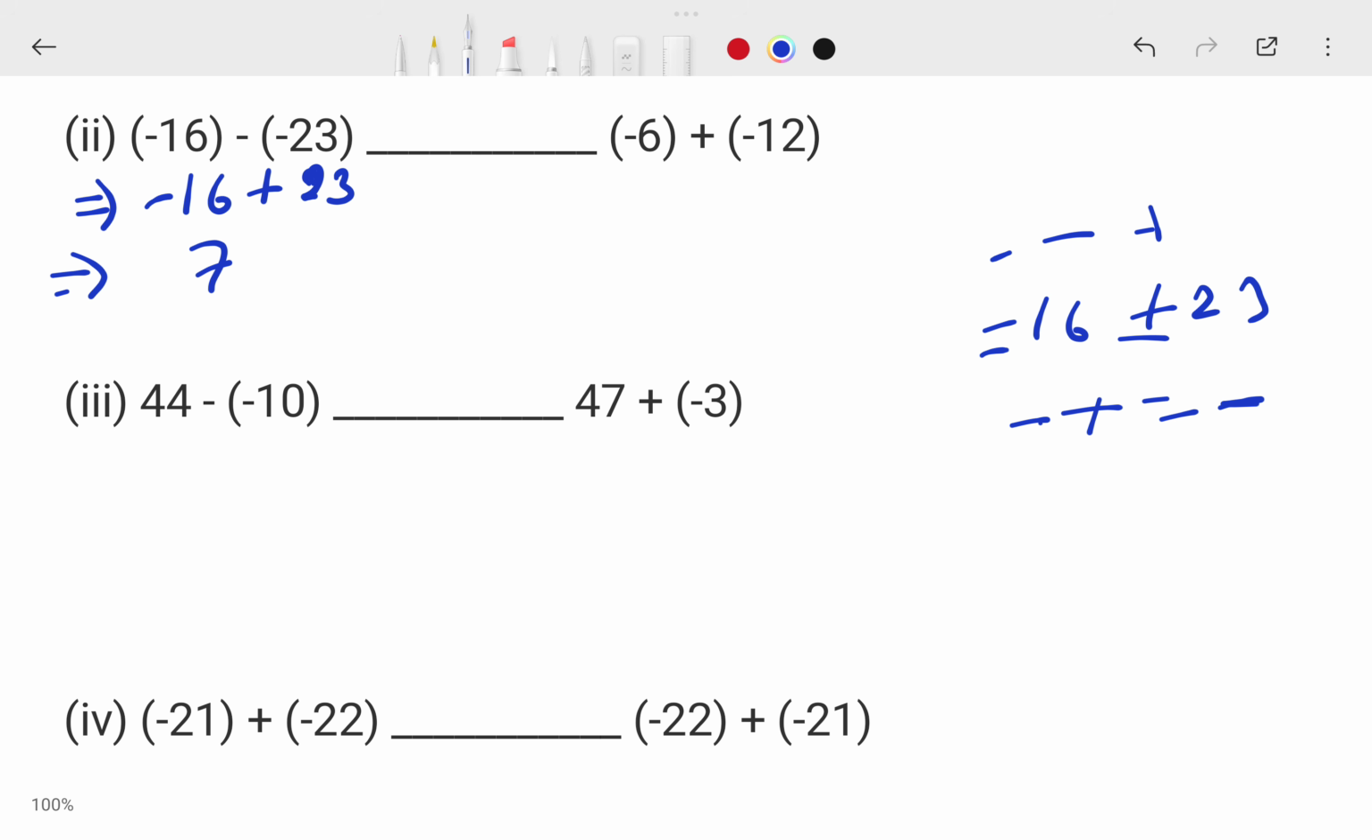Now what symbol do you have to use? Here 16 or 23, which is greater? 23. What symbol? This 23 has a positive symbol, so here it is positive. You can write +7, otherwise just write 7. Both are the same, nothing is different in this one.